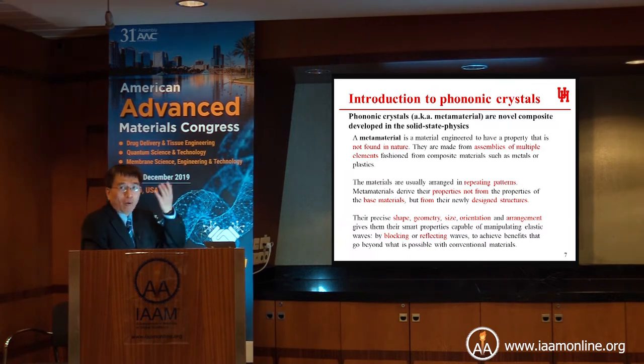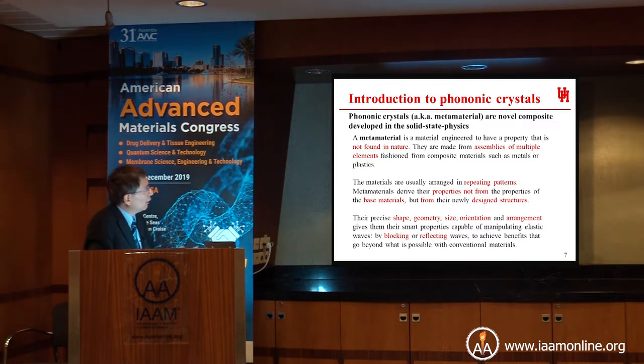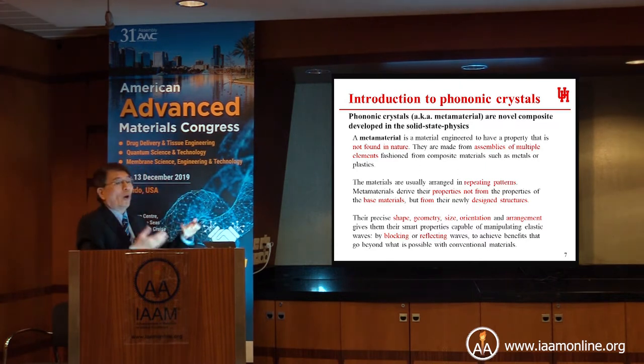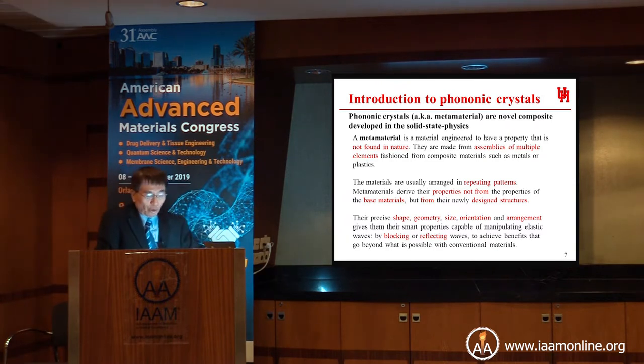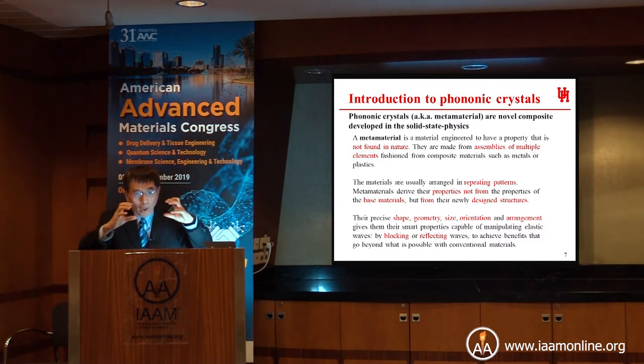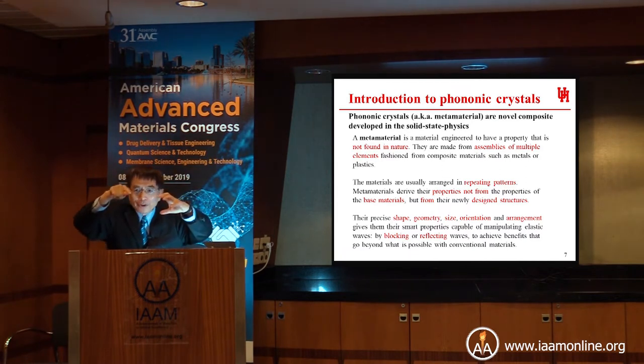As all of you know, for all the structures in seismic regions, we have to do seismic design. How we do it, I propose to use metamaterials. And now the key point is, what is metamaterial? Metamaterial is a material engineered to have a property that is not found in nature. But they are made from an assembly of multiple elements. For example, in my group, I use rubber and concrete. Rubber is one layer, concrete is one layer, to make one unit cell.